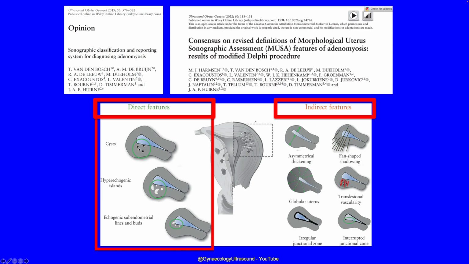There are also indirect features, and the indirect features are asymmetrical thickening, caused by the fibrosis surrounding these things, a globular uterus, an irregular junctional zone, endomyometrial junction, or where it's interrupted. If you see some adenomyosis, the colour runs straight through it, and you get fan-shaped shadowing from all these tiny little cysts. So there are direct features and indirect features, and we need to look for them to exclude adenomyosis.